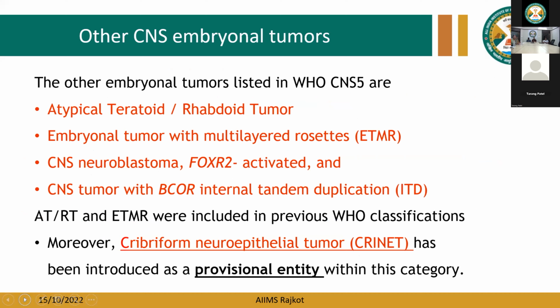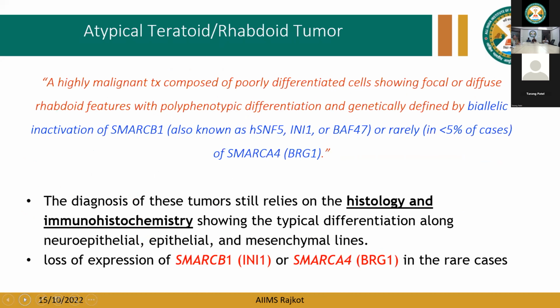Now, other CNS embryonal tumors like atypical teratoid rhabdoid tumor, embryonal tumor with multilayered rosettes, CNS neuroblastoma with FOXR2 activation, and CNS tumor with BCOR ITD have also been added. Cribriform neuroepithelial tumor is a provisional entity.